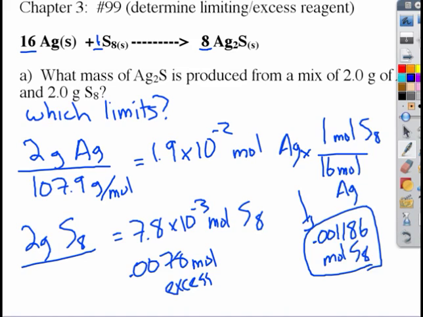All right, so we now determine that the 0.001186 moles of S8 is then going to be all that is needed to react with all that silver. We have much more than that, therefore it's in excess, and all the silver will react, which means it is limiting, so we can answer our question.